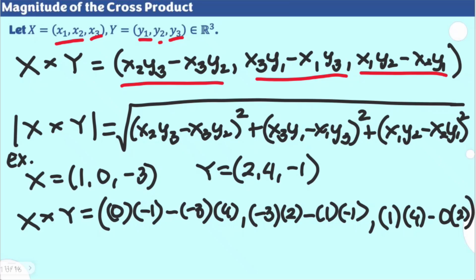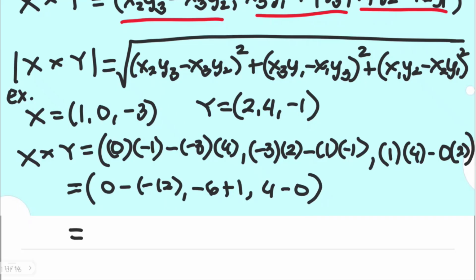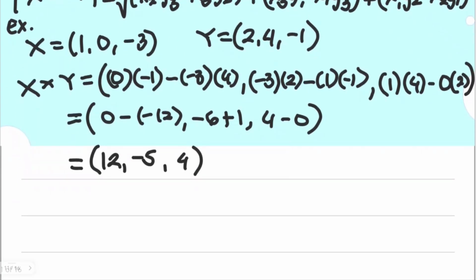Again, try to verify if my answer is the same as yours and the same as the previous video. This is actually 0 minus negative 12. You'll have negative 6 plus 1, and 4 minus 0, which would give us the cross product of positive 12, negative 5, and 4. This is the cross product of x and y.